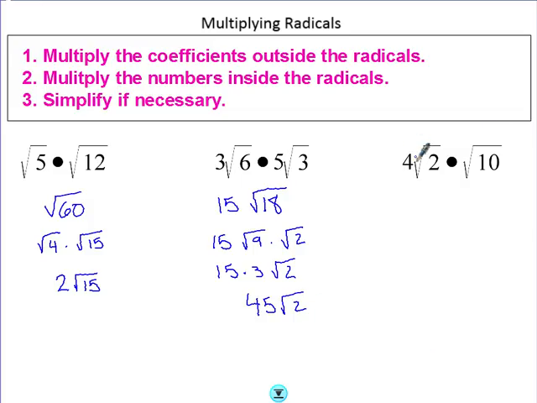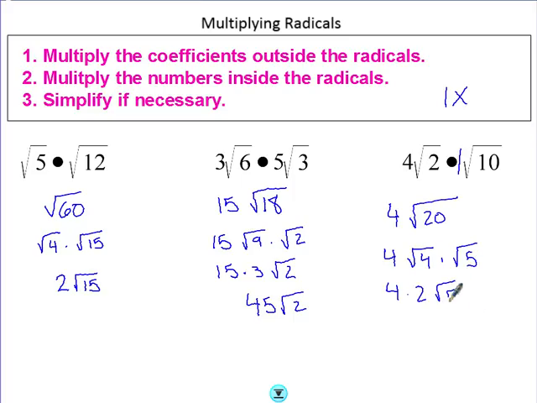This one here, I have something outside there, but nothing here. Just like if I have an x, I know it has a coefficient of 1 that's not written. If a radical has no coefficient, we know it's a 1 that's not written. So 4 times 1 would give me 4. Underneath the radical, I have 2 times 10, which is 20. And then I'm going to simplify. So break that 20 apart into the square root of 4 times the square root of 5. The square root of 4 is 2. And 4 times 2 is 8.